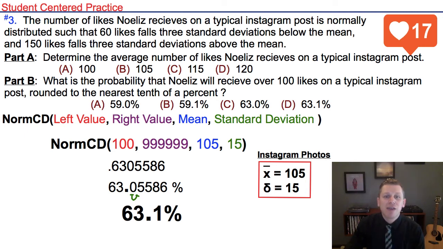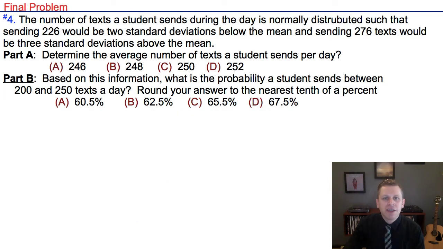Let's try one final problem. This problem reads that the number of texts a student receives during the day is normally distributed such that sending 226 texts would be 2 standard deviations below the mean, and sending 276 would be 3 standard deviations above the mean. Use this information to determine the average number of texts a student sends per day. Part B. Based on this information, what is the probability a student sends between 200 and 250 messages a day? Round your answer to the nearest tenth of a percent.